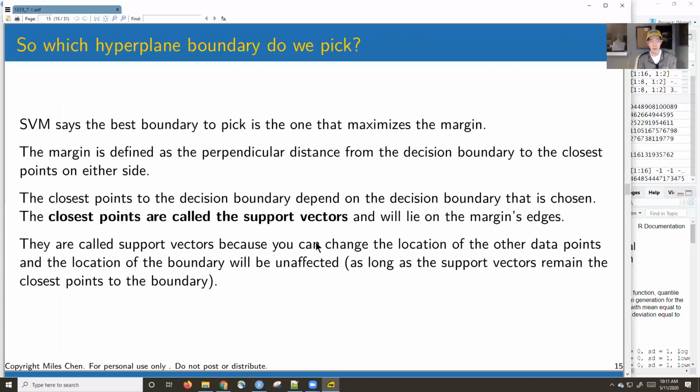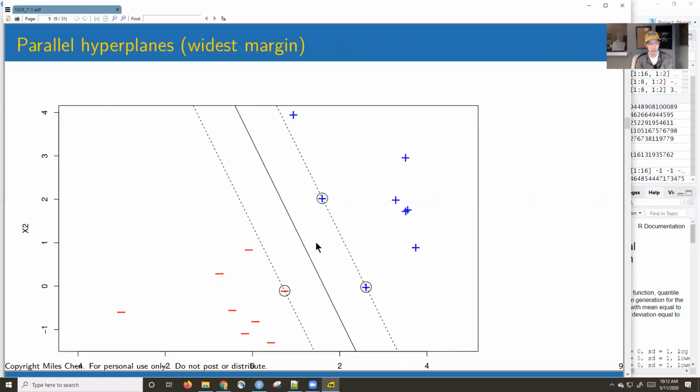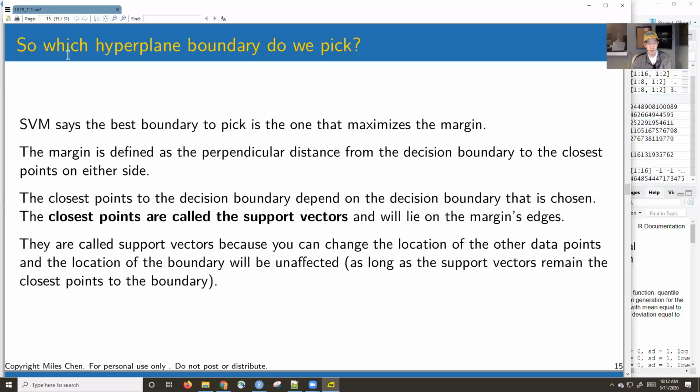Okay, so which hyperplane boundary should we pick? SVM says we're going to pick the one that maximizes the margin. Margin is defined as the perpendicular distance from the decision boundary to the closest point on either side. So if we go back to this, we're measuring basically the perpendicular distance there. And the closest points to the decision boundary depend on the boundary that's chosen, and the closest points are called the support vectors, and they will lie on the margin's edges.